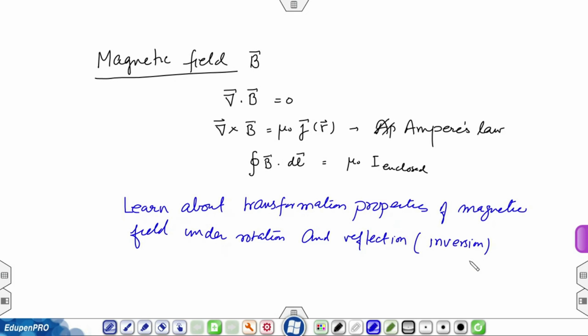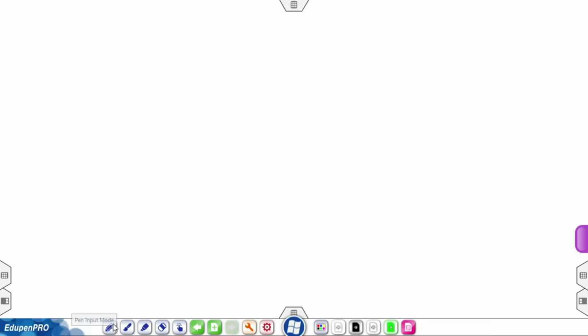It tells you that it is a pseudo vector, and learning about these transformation properties is important, because if there is a symmetry in the problem, these transformation properties can be applied to learn about how the field is going to be, what components are going to survive, what components are not going to survive. So, that is why learning about these transformation properties is important. So, let me just first motivate what we are looking for.